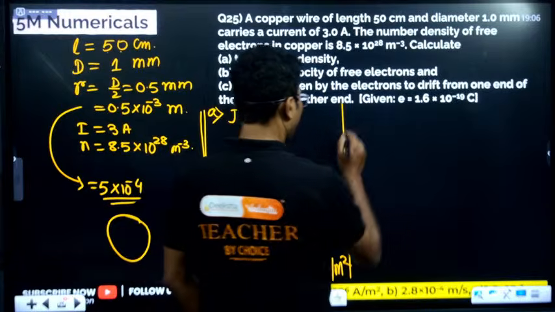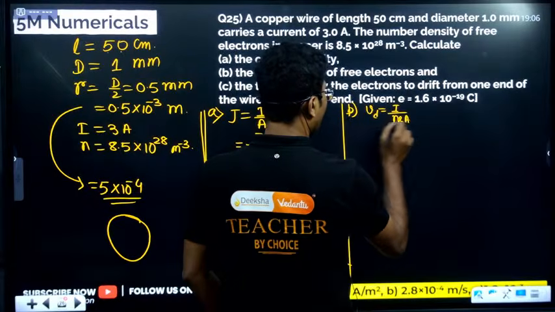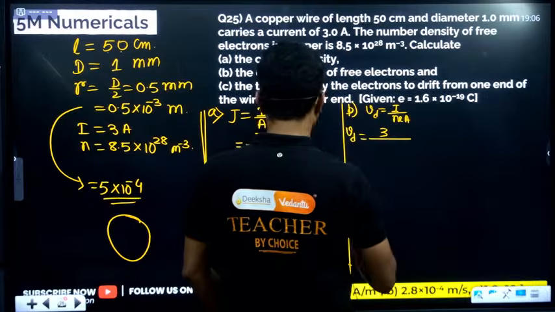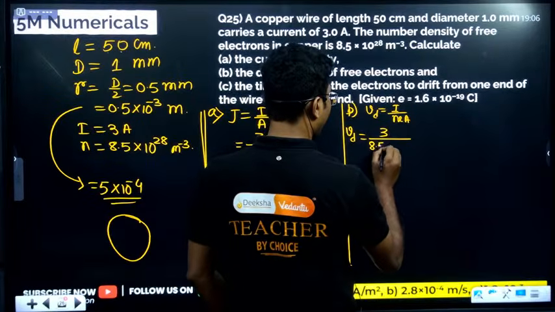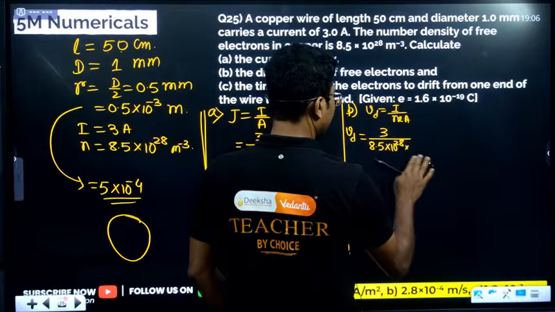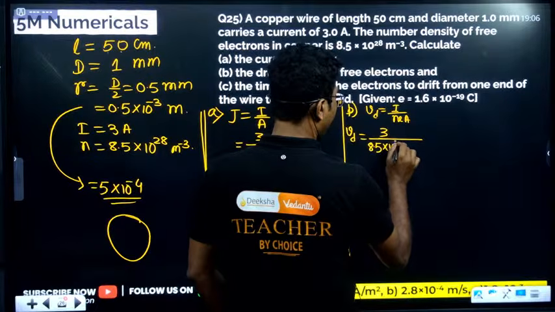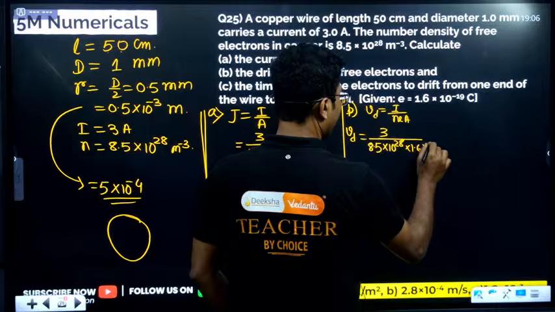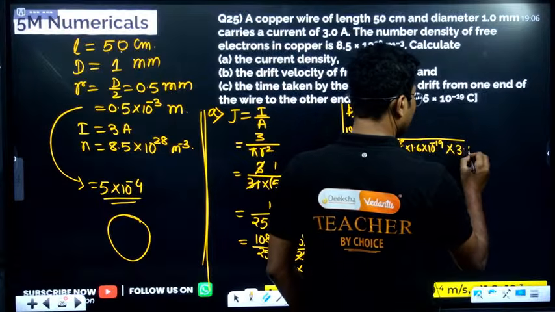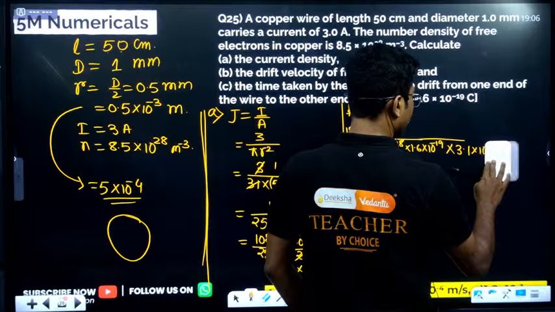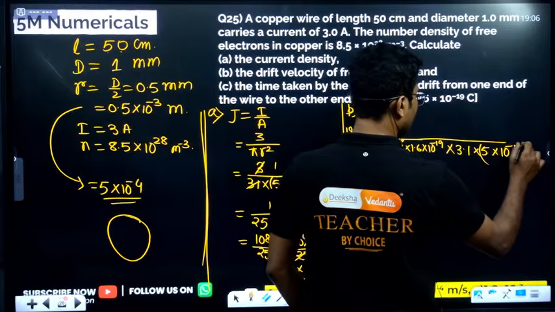Okay, now part B. VD equals I upon NEA. I is 3 ampere, N is given here as 8.5 into 10 to the power of 28, e is 1.6 into 10 to the power of minus 19, and area is, we have calculated the same value, 3.1 into 5 into 10 to the power of minus 4 whole square. Obviously a very long value.